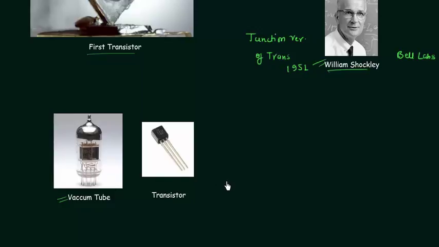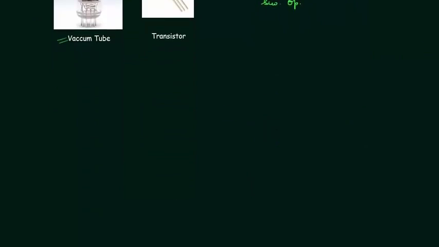BJT is a 3-terminal doped semiconductor device, and it is used in amplification of weak signals and switching operations. BJT, the bipolar junction transistor, is a 3-terminal device, and it is used in amplification of weak signals. And it is also used in switching operations. So there is use of BJT in both analog and digital electronics. The next thing is physical structure of BJT.